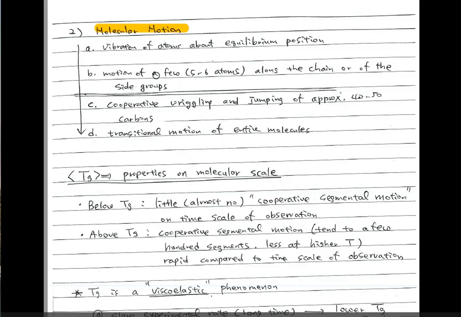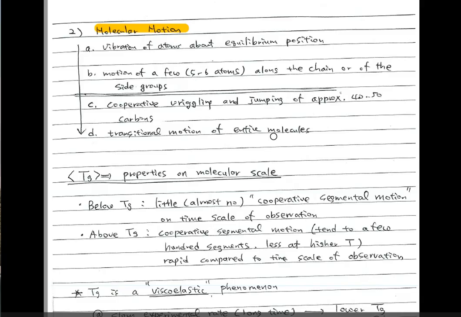B is the motion of a few, 5 to 6, atoms along the chain or of the side group. A little bit larger motion compared to the vibration of the chemical bond. And C is the cooperative wiggling and jumping of approximately 40 to 50 carbons. This is a little bit larger molecular motion of the polymer chains. And D is the translational motion of the entire molecules. So the entire polymer chain could move, right?